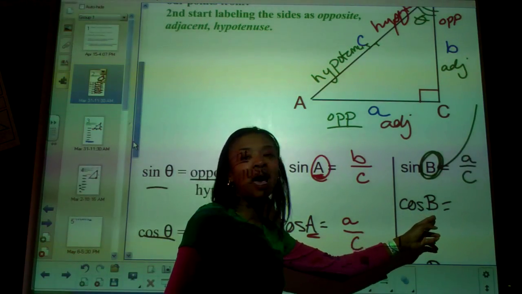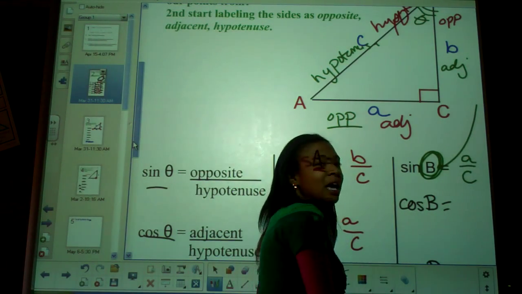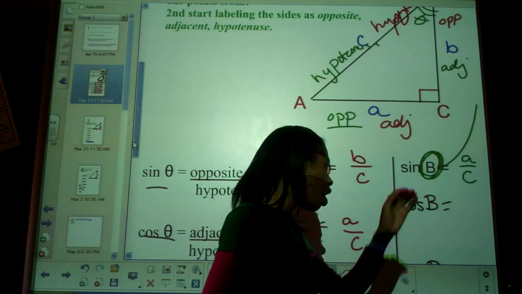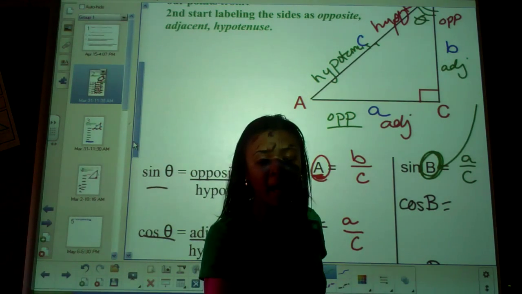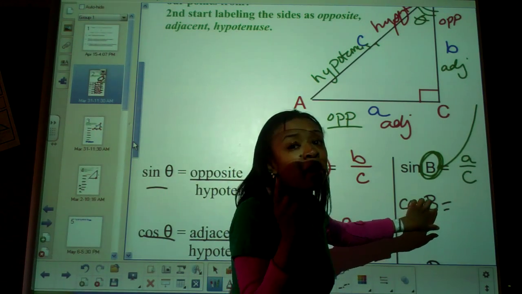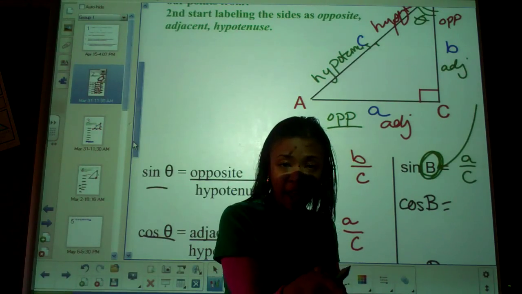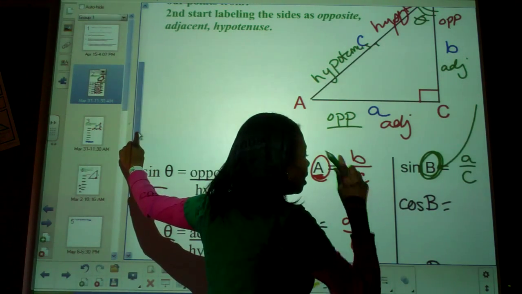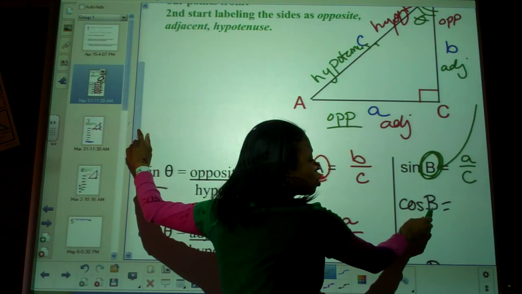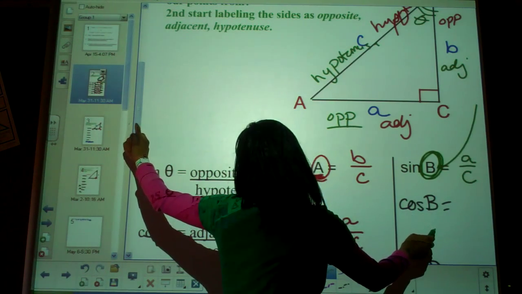But they say cosine B. When they say cosine, they mean automatically, I don't care if I'm talking about angle Z, angle M, angle Q, angle R. When I say cosine, I mean compare adjacent leg to the hypotenuse. But the minute I say the cosine of B, I'm telling you which angle I want you to look at. So immediately in my head, I say cosine, that's adjacent over the hypotenuse. And then they tell me which angle, from angle B.